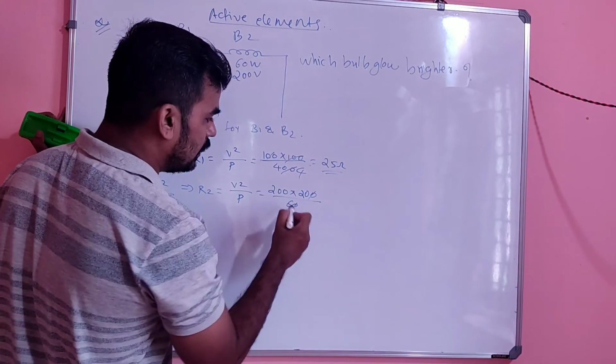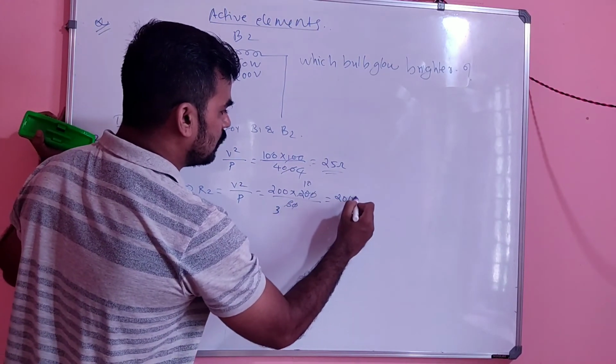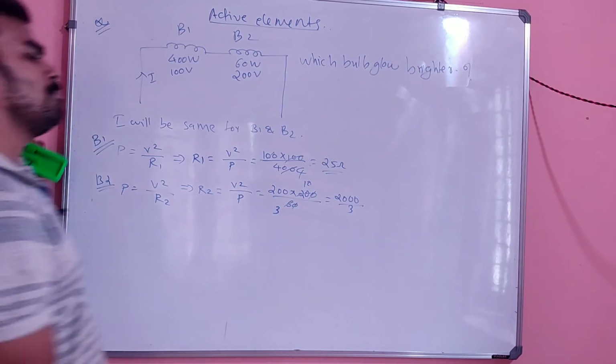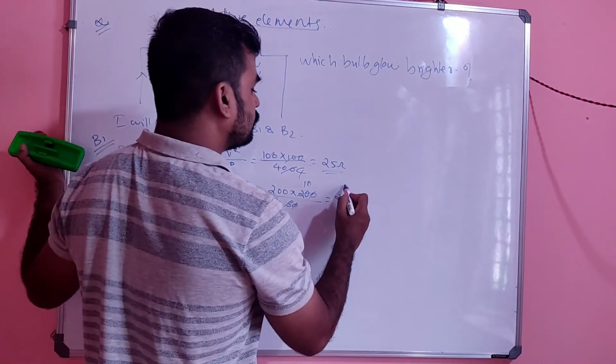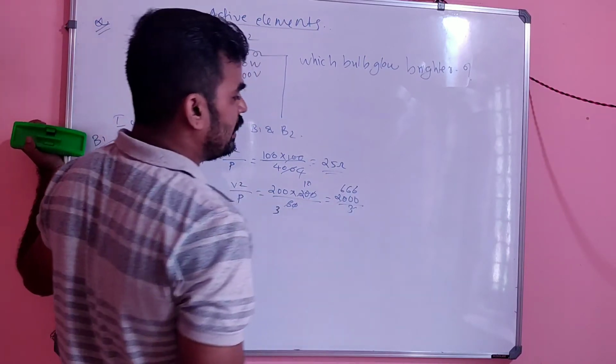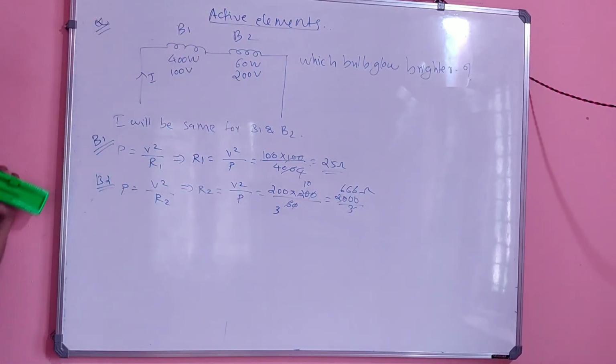This and this can cancel, and this is 3 and this is 10. So you can write like this, 2000 by 3, right? 2000 by 3. It will be nearly approximately what? 666 point something ohm. Okay, 666 point something ohm. Clear?